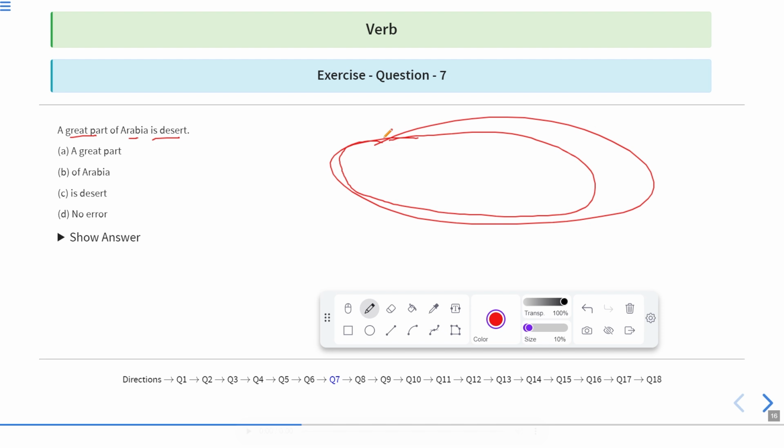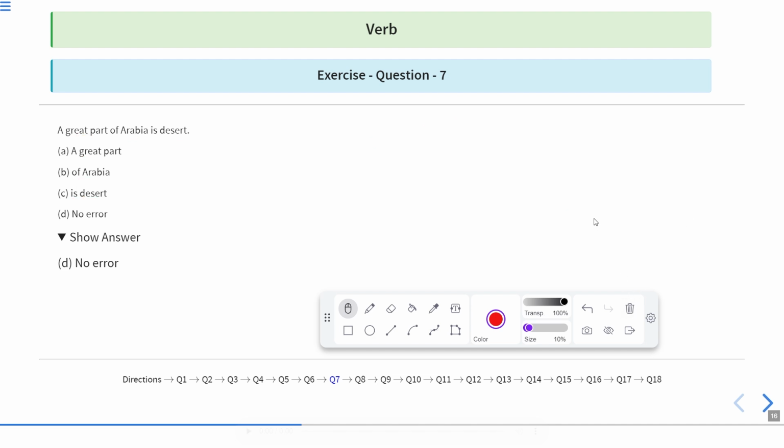So most of it, you can say. And it is uncountable. If the subject is uncountable, we need to put only the singular form of the verb. So here, a great part of Arabia, up to this it is correct, is desert. This sentence is absolutely correct again. Why so? Because we are talking about a larger part of it, but that larger part is again uncountable, and uncountable is always considered singular. So it should be followed by the singular form of the verb only, which is given over here. So this sentence contains no error at all.